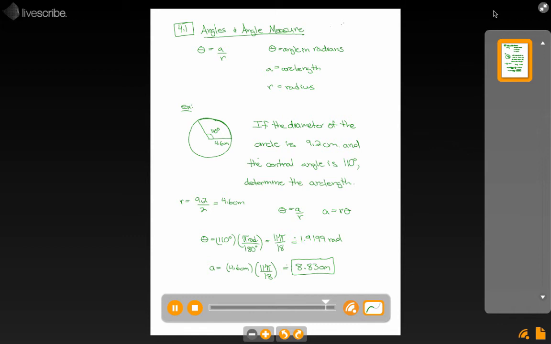Now looking at that answer makes a lot more sense than if I would have said 4.6 times 110 and said that this arc length was 506 centimeters long. So have a look at your answers in general, whether it's an arc length question or not, and see if they make sense. But 8.83 seems at least plausible given the picture that we drew up above.